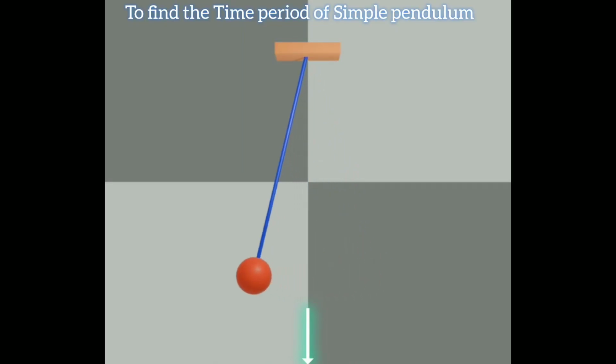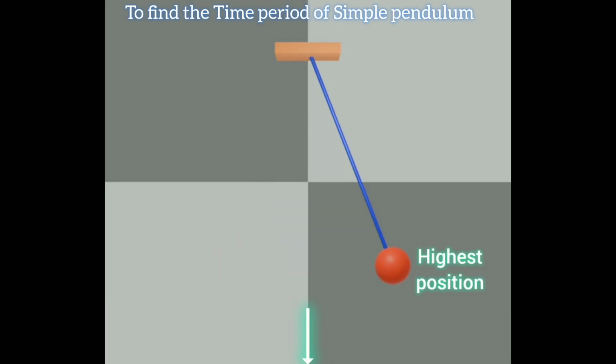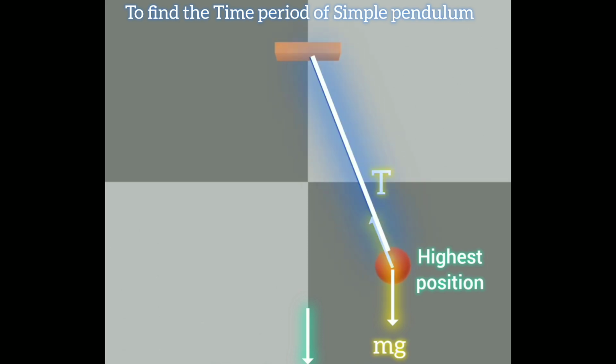Imagine a pendulum swinging back and forth. We want to find out how long it takes to complete one full swing, called the time period. The forces acting on the pendulum's bob are: at the pendulum's highest point, two forces act on the bob, the weight at the end, mg, and tension, T, pulled up by the string.